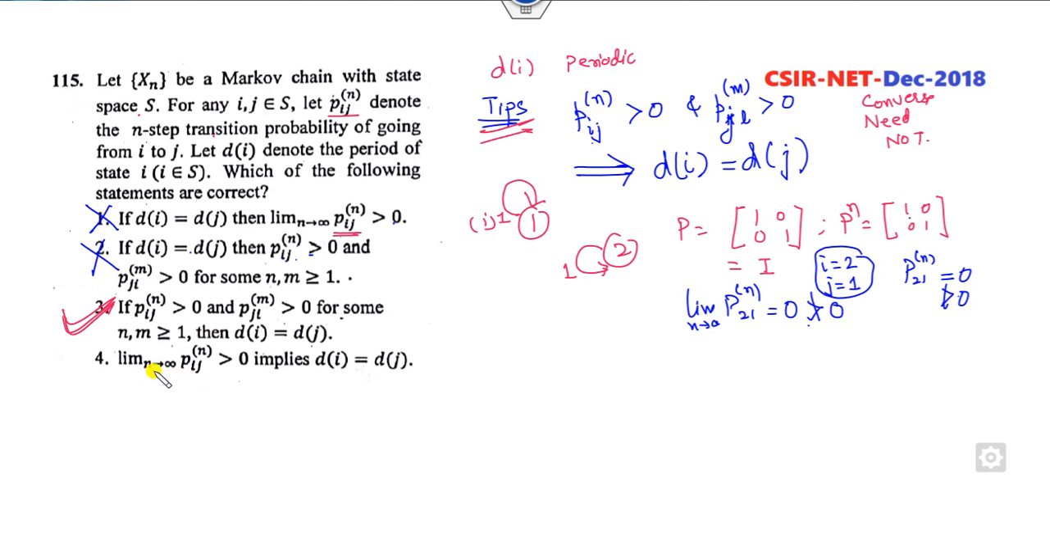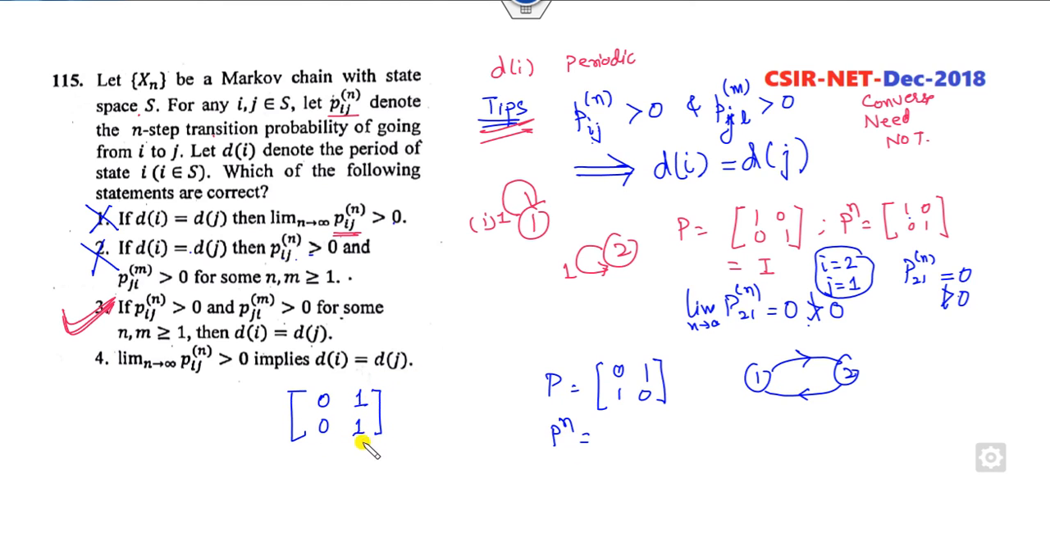Look at this one, where the limiting value is 0, but it implies the periods are the same. So we can take the counter example in reverse. I can consider this as a 1, this as a 0. That means 1, 2. Fine. This is the meaning of this. Now if I take P raised to power n, this will not be there. I want the period to be the same. If I consider this as a 0, this as a 1, 1, what is the meaning of that? This is my P. What is P raised to power n? This is again the same.